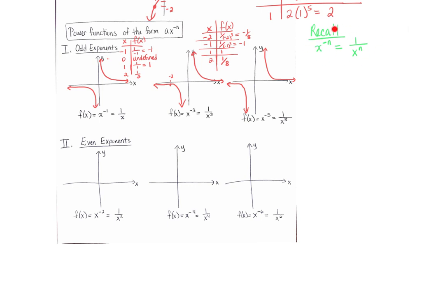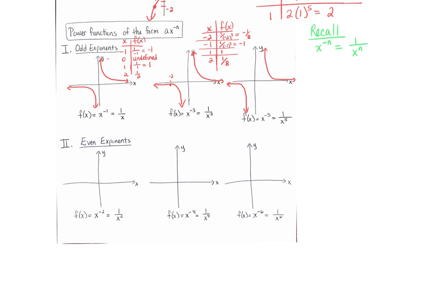Using this recall in green, x to the -2nd is 1 over x squared. X to the -4th is 1 over x to the 4th. And x to the -6th is 1 over x to the 6th. You need to be able to go back and forth between these with ease. Okay? So, let's plot a few points here.